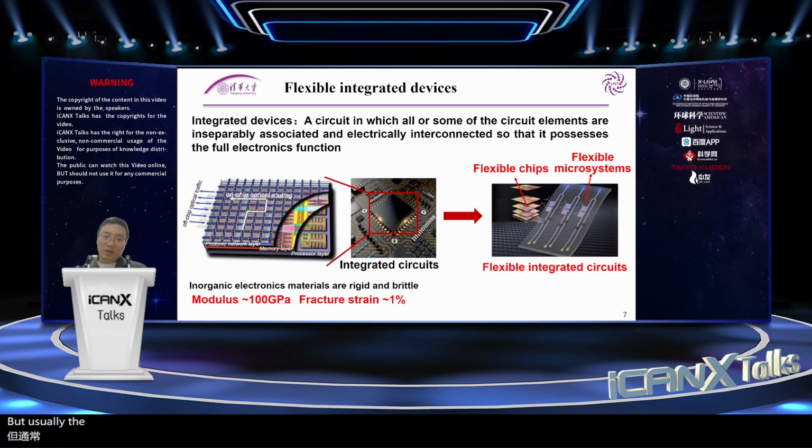But usually the traditional chip is, for example, based on the silicon wafer. So we grow some thin films on silicon wafers and then etch the different films into the units, and then finally we can get the chip. So we can find every layer of the chip is rigid. That's why the chip is rigid. So our objective is to make the chips flexible and stretchable.